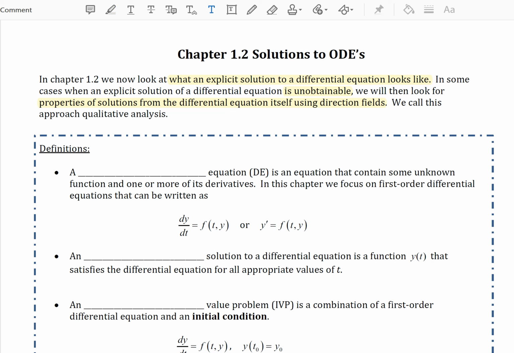To get started, let's look at some definitions. A differential equation, or a DE, is an equation that contains some unknown function and one or more of its derivatives. In this chapter, we are going to focus on first-order differential equations, equations that have just the first derivative, that can be written in one of these forms.